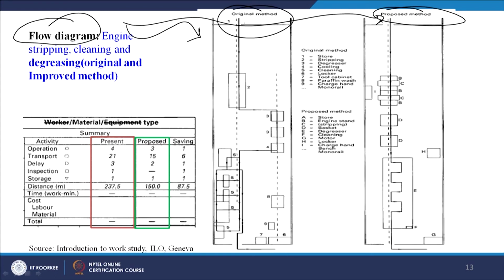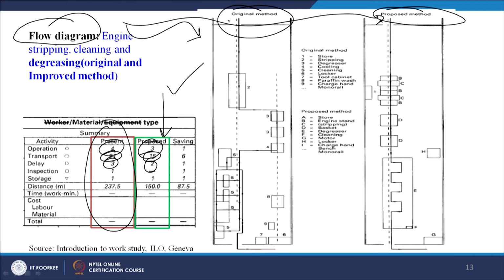So we can see in the original method, if we combine the summary, operations in the present method are 4, in the proposed method there are only 3, the transportations are 21 and 15, delays are 3 and 2. So we can say the proposed method is a better method as compared to the current method.